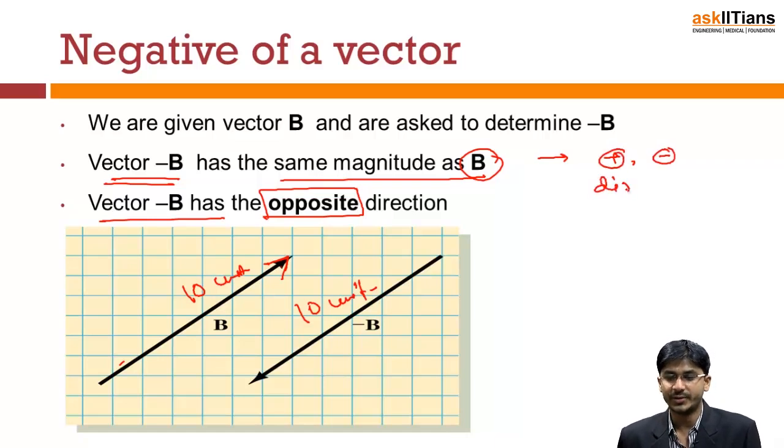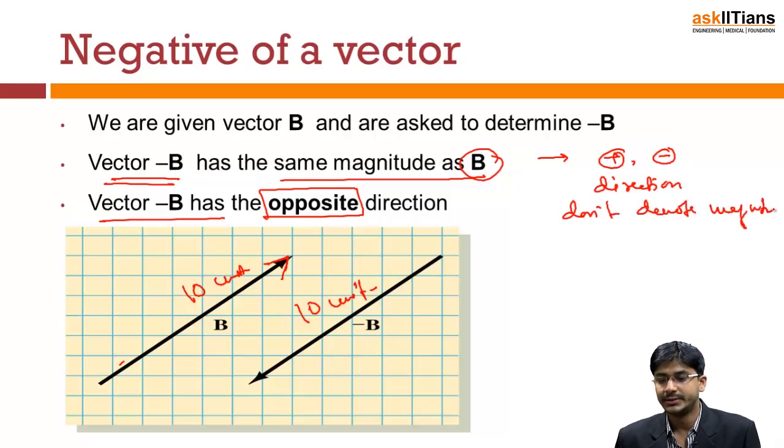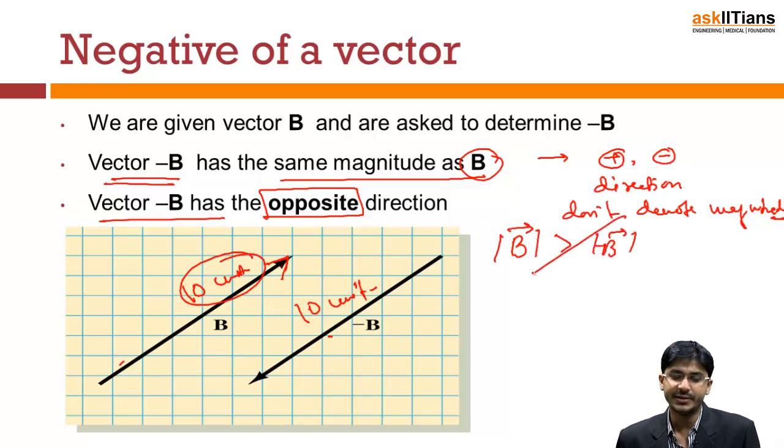Now this I want to clear here only. In physics, plus and minus in vectors denote the direction. They don't denote magnitude. It's not that this 10 unit is greater than this. It's not that the magnitude of vector B is greater than minus vector B. It's not like that. The magnitudes are still the same, only the direction is different.